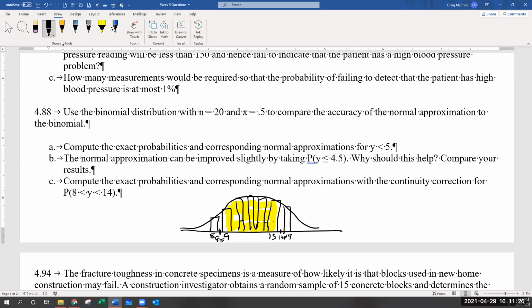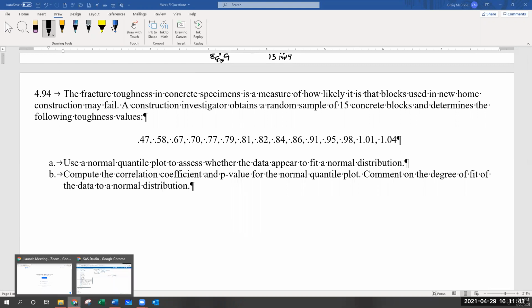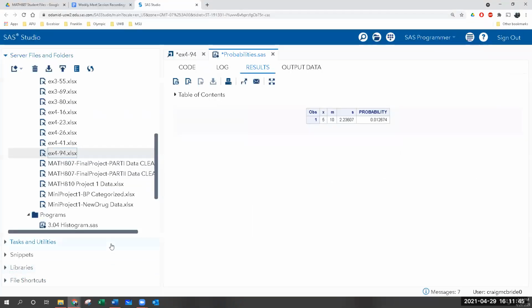So it just makes sense to draw a picture, and it's going to solidify in your mind a lot better that way. Okay. And then my last one, for number 494, I got the quantile plot and all of that kind of thing. But maybe I missed this in your notes: how to find the correlation coefficient and the p-value.